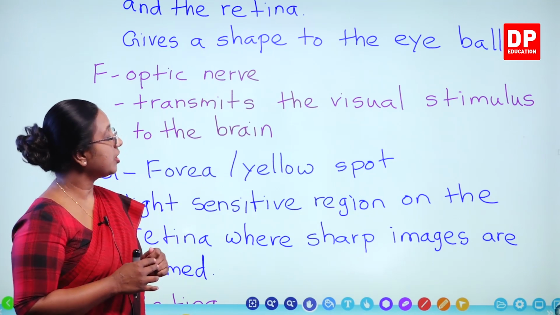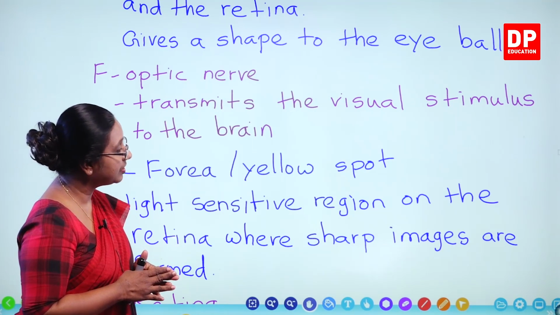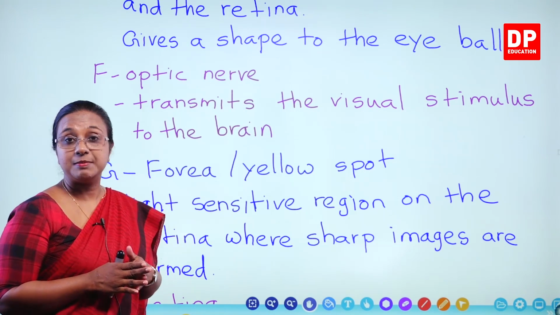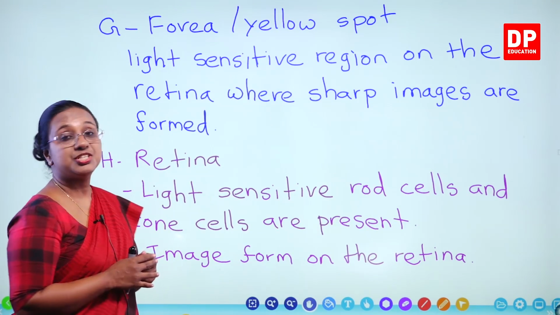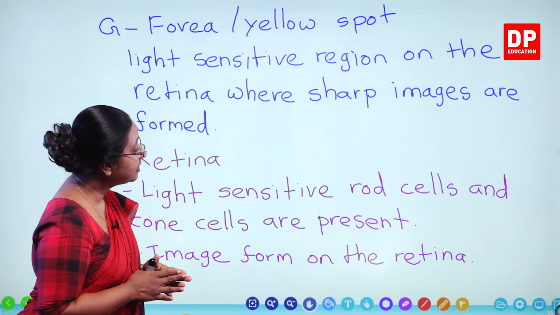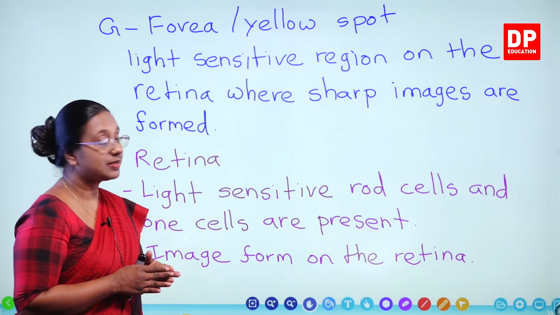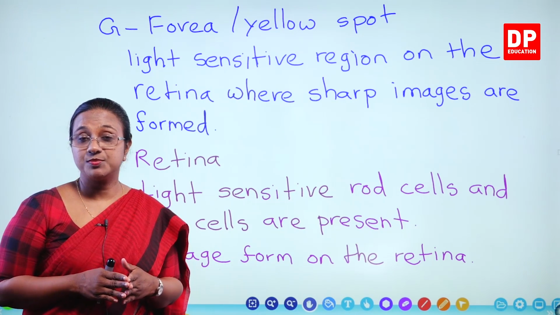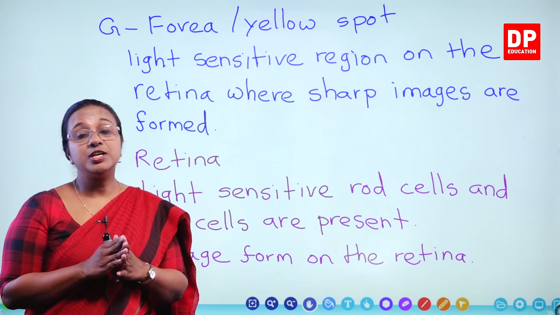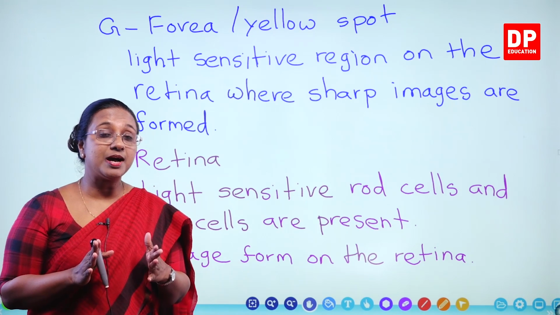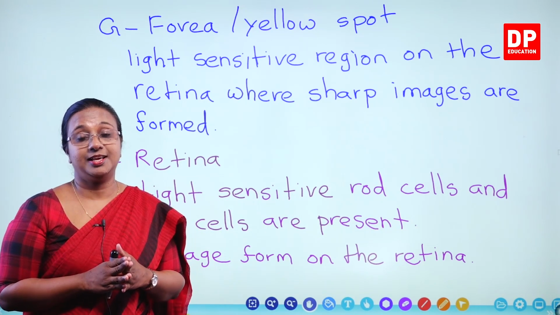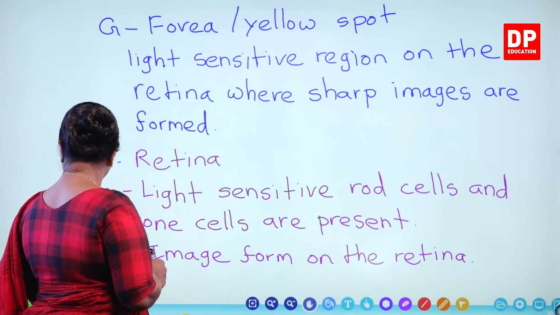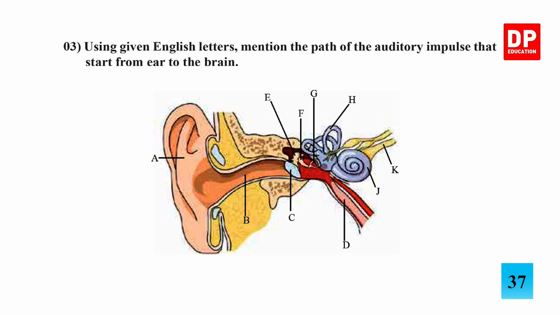G is fovea or yellow spot, light sensitive region on the retina where sharp images are formed. And finally, H is the retina, light sensitive rod cells and cone cells are present, and also the image forms on the retina. I am sure you were able to identify all the parts clearly and write their functions also correctly. With that, I will move on to the next slide.